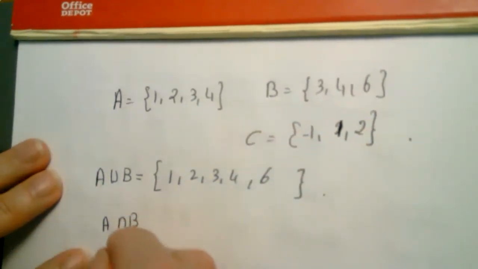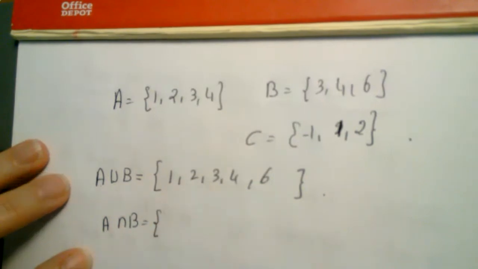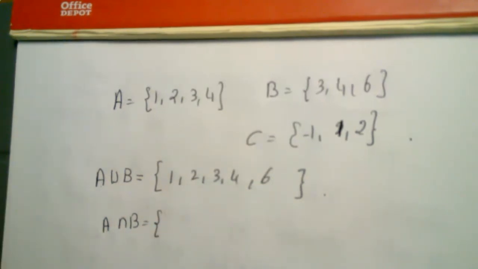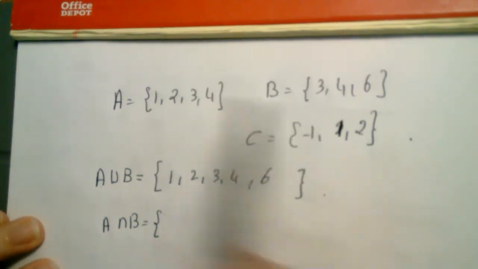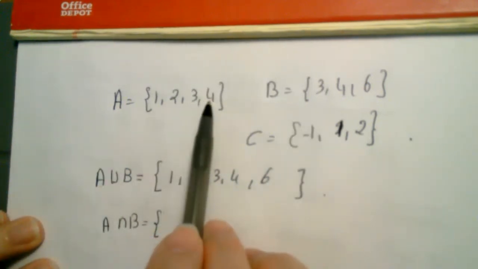A intersect B very quickly. Everything in A and in B. They have to be in both. As simple as that. 3 and 4. Yeah, you're right.